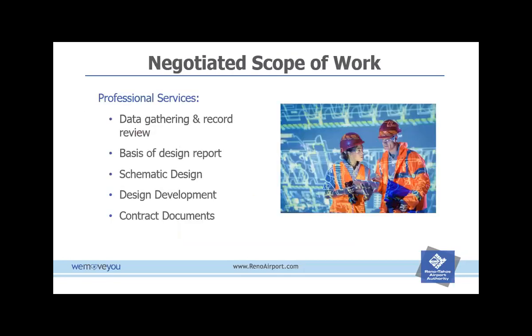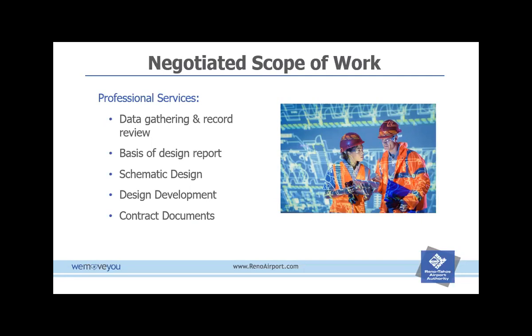After that, we've started negotiations with them for the scope of work. It's their typical scope of work for a design project like this: data gathering, record review, basis of design report, schematic design, design development, and contract documents. But that's where this contract will end, after bidding for the contractor. It won't go into construction.